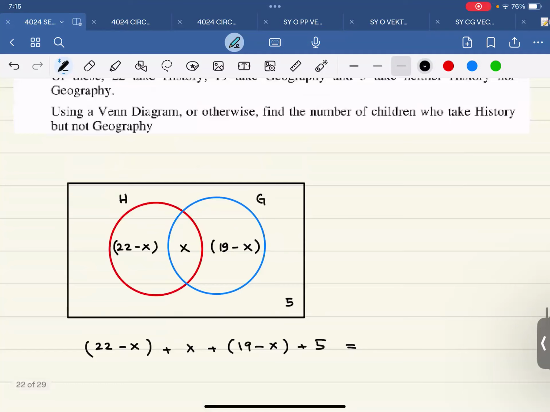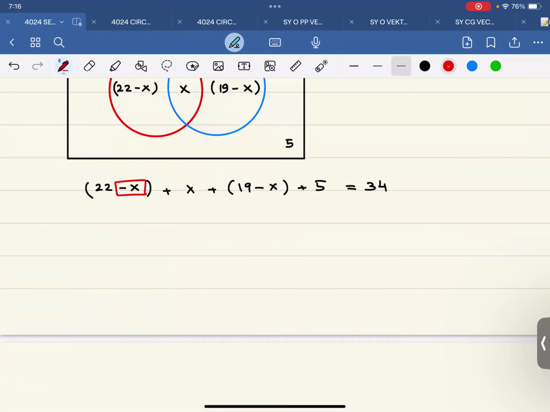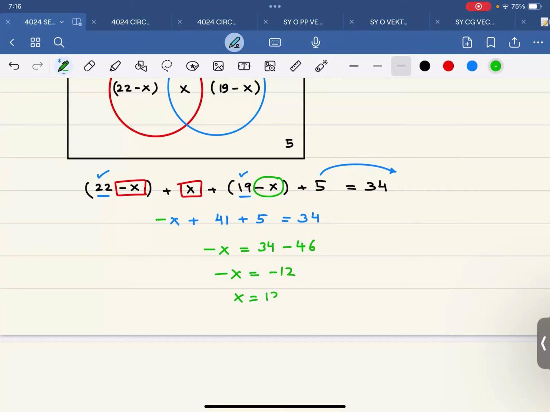And I also talk about the otherwise part. How can you do that? So negative X and this is plus X. It cancels out. We are left with 22 and 19 and this 5 goes on the other side. So 22 plus 19, that is 41. Plus 5 equals to 34. And don't forget this X over here. That is this X. This is actually negative x. So negative x is equal to 34 minus 46. Negative x is equal to negative 12. Therefore, x comes out to be 12.